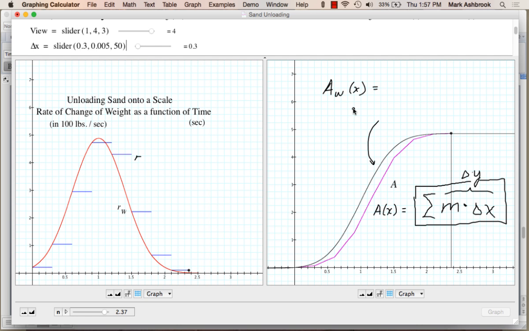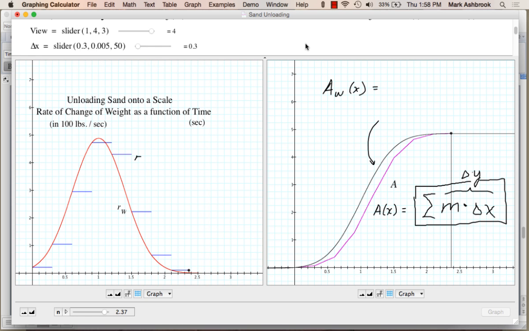So the exact accumulation function. How do we get it from the approximate accumulation function? Where does it come from? Another part of your file, your animation. So, Sam, what do you think? How do I move from approximate accumulation, that purple one, to the exact accumulation, the black one? What's the key concept involved there?